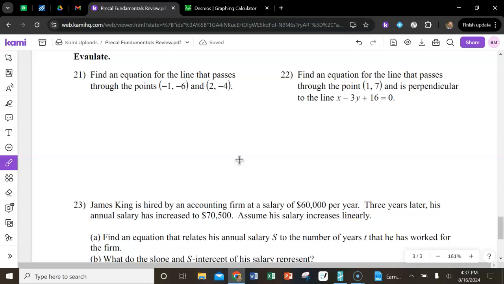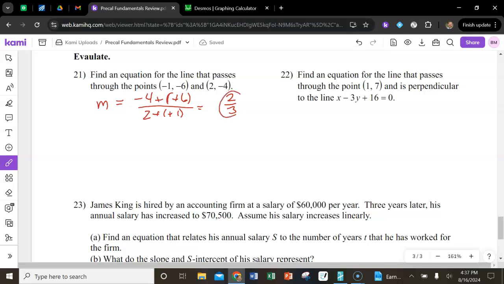Number 21 is to find the equation of a line. The first thing you should do is find your slope. Y2 minus y1 over x2 minus x1. That is our slope formula. That's going to give us 2 over 3. So that's going to be my slope.